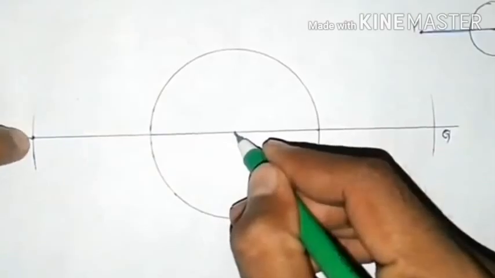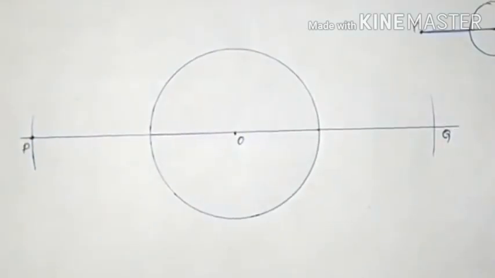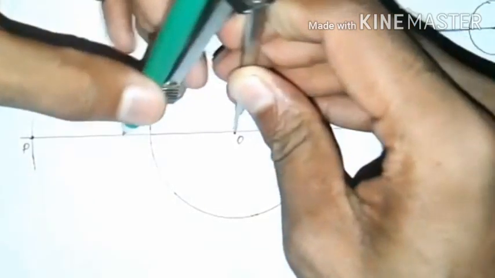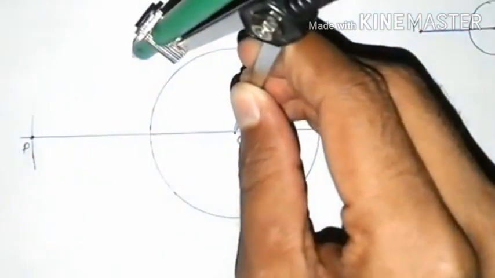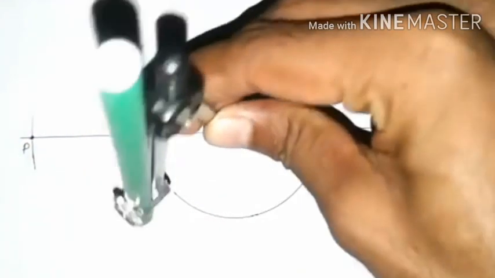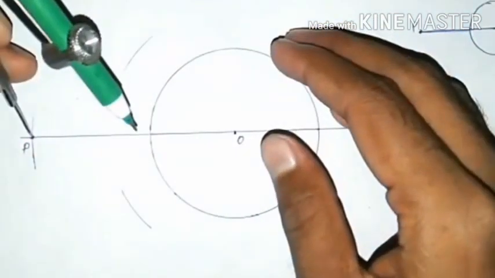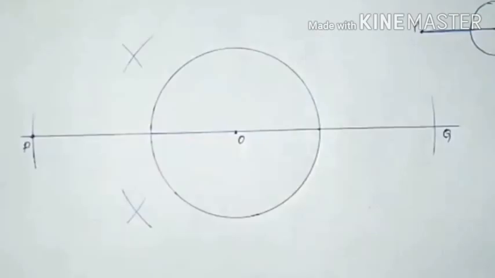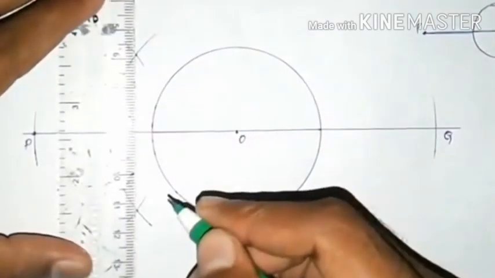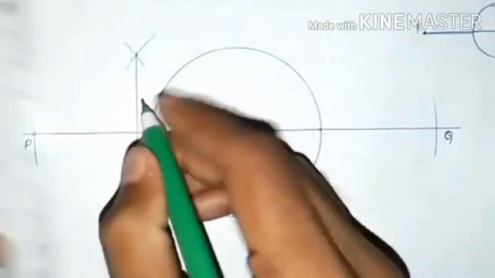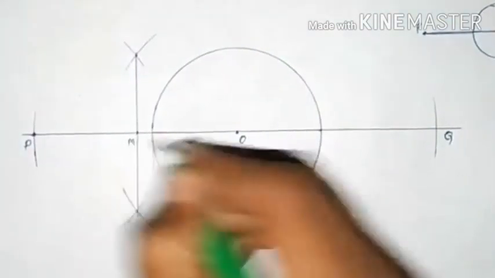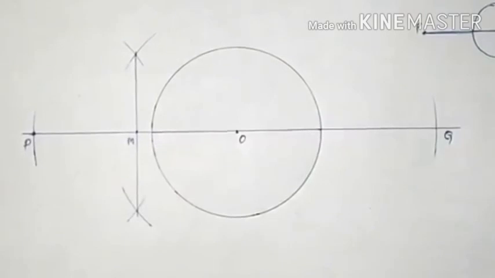Now we have to consider first OP and bisect OP. For that, take more than half of length of OP. Draw arcs up and down of the line segment OP. And using the same radius with P as center, cut those arcs. And join the point of intersection of the arcs which you have drawn. And mark the midpoint as M.